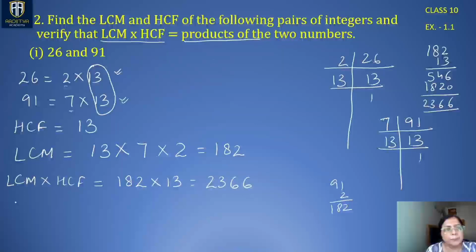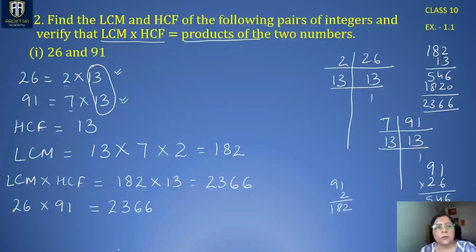On the other hand, we take the product of the two numbers, 26 and 91. 6 ones are 6, 6 nines are 54. 2 ones are 2, 2 nines are 18. Again we have got the same number, 2366. So this was the verification that when we take the product of HCF and LCM of the two numbers, it comes out the same as the product of the two numbers themselves.